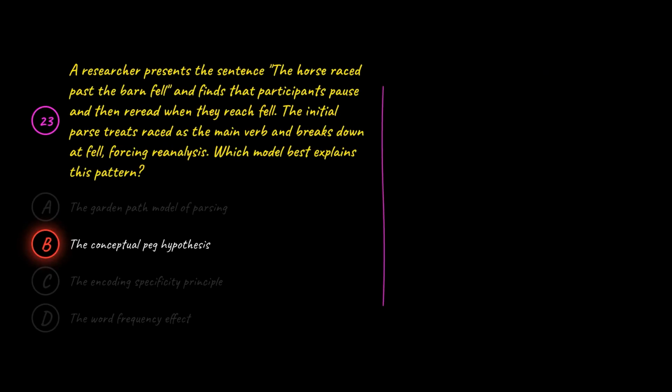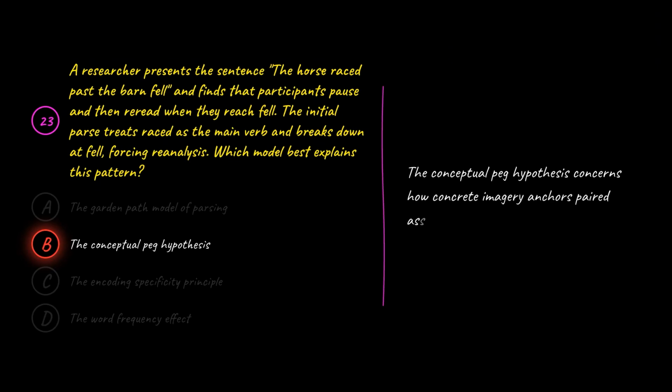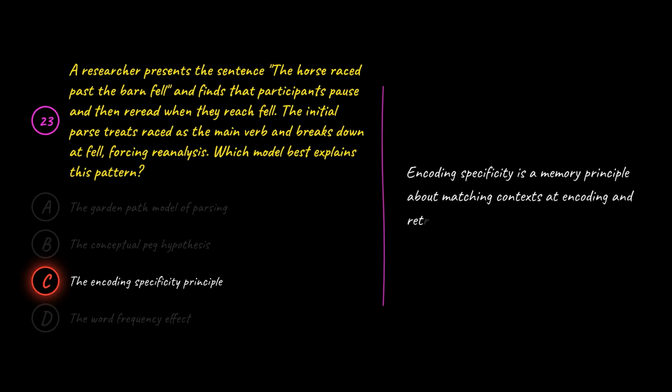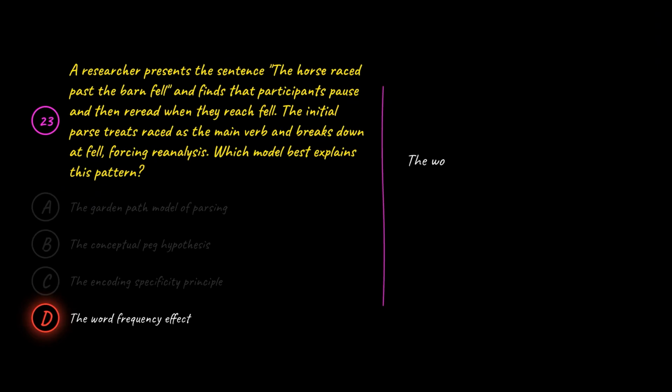B is wrong because the conceptual peg hypothesis concerns how concrete imagery anchors paired associate learning, not syntactic parsing. C is wrong because encoding specificity is a memory principle about matching context at encoding and retrieval, unrelated to sentence parsing. D is wrong because the word frequency effect concerns ease of word recognition rather than the syntactic reanalysis triggered by an unexpected verb.